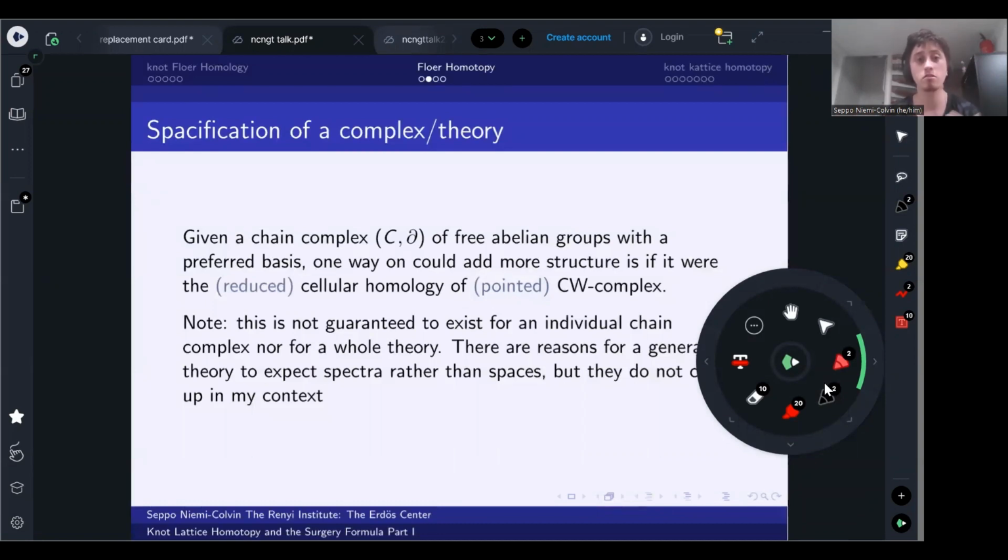And also, if you're interested in the broader Floer homotopy picture, you probably are going to be working with pointed CW complexes and reduced cellular homology, and also spectra rather than spaces. However, this does not come up in my context, so don't worry about it. You can just think about cellular homology of CW complexes that are spaces.